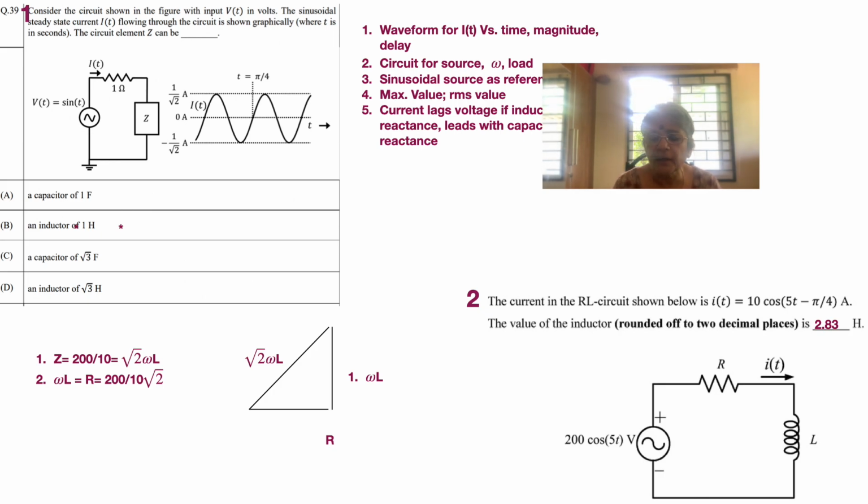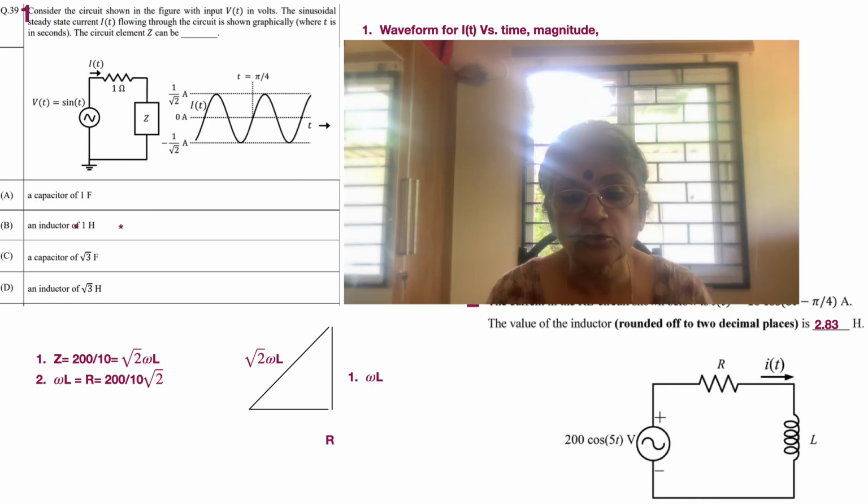So that's one part. Then we see that the current below is i(t) equal to 10 cos, so that we have already diagnosed. Cosine is given, so both are cosine, and we'll go as it is. 5t, of course, it has to be 5t, otherwise there will be harmonics and you will not be able to calculate. And then minus pi by 4. So the current is lagging the voltage. Because both are cosine, you can say directly that the current is lagging the voltage. So it's an inductor, and the picture gives us an inductor.